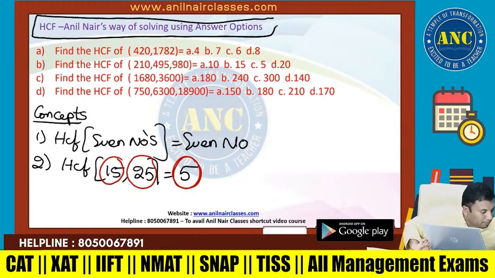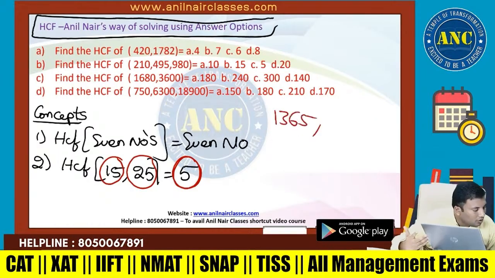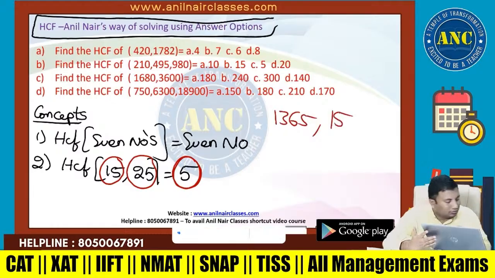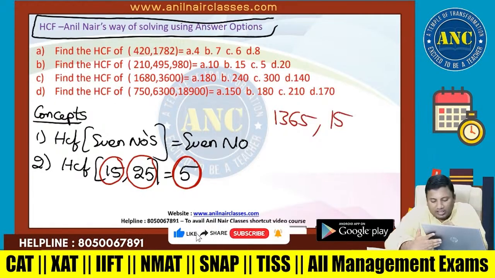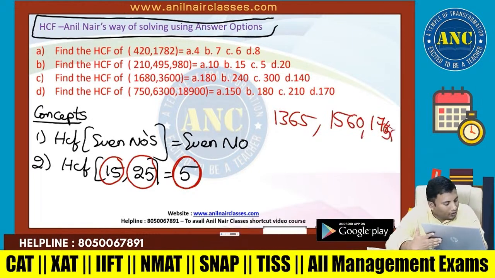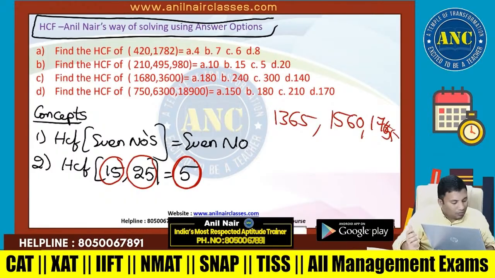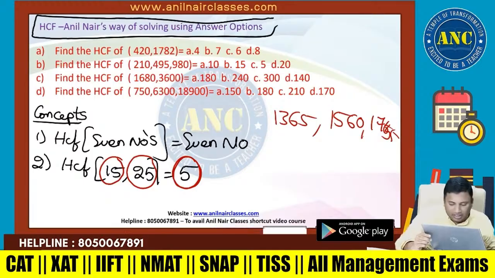Now, I think in the previous question one student asked a doubt. Any relevant doubts we have to take. 1365, 1560, 1755. There is a doubt from Srikanth. Srikanth says, sir, why did you not consider 91 and 273?